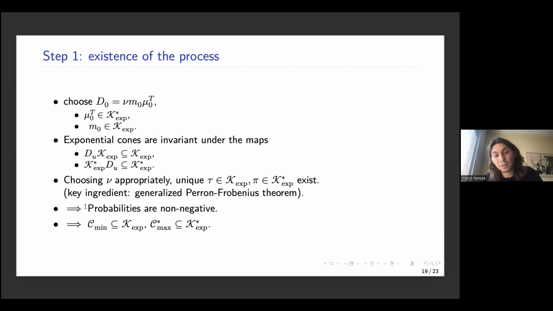So the probabilities that we can define from this quasi-realization are in fact non-negative. And we also have the first inclusion: C min is inside the exponential cone and the dual of C max is inside the dual of the exponential cone. Now we need to show the other inclusion.